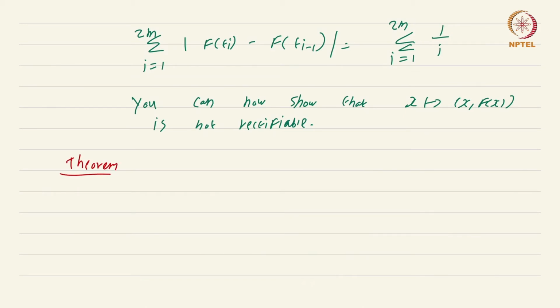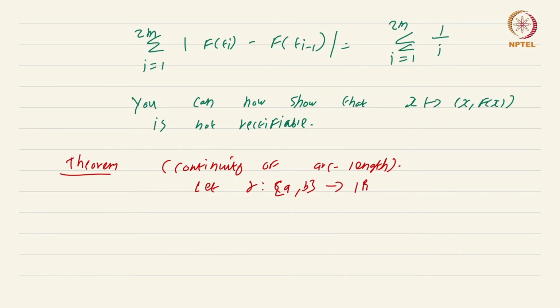This is the continuity of arc length. The statement runs as follows. Let gamma from a, b to R n be a rectifiable curve.